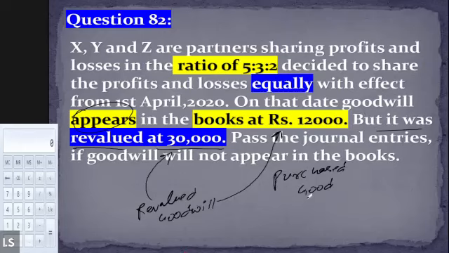And the second thing is that the second value of the goodwill, which is 30,000, is clearly written as revalued. That means it is self-generated goodwill.